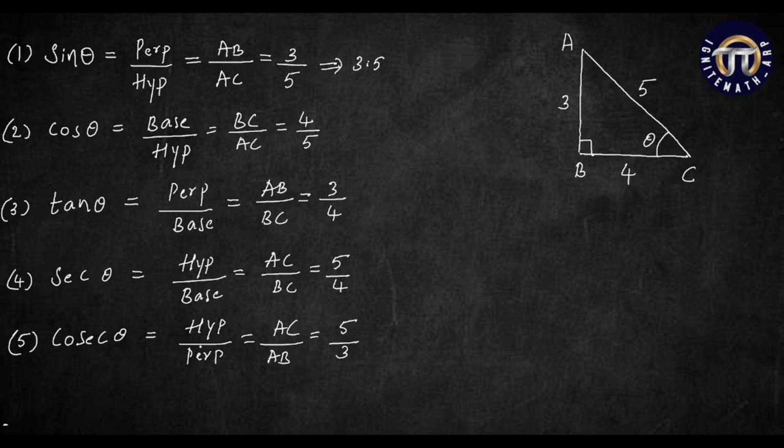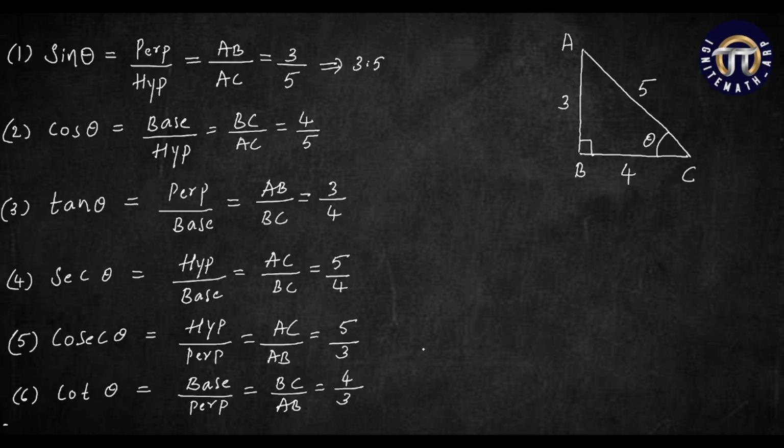Right. And the sixth ratio and the last ratio is cotangent theta, which is in short called as cot theta. The definition of cot theta is it is the ratio between base and perpendicular. So base is BC and perpendicular is AB. So that is equal to 4 by 3.